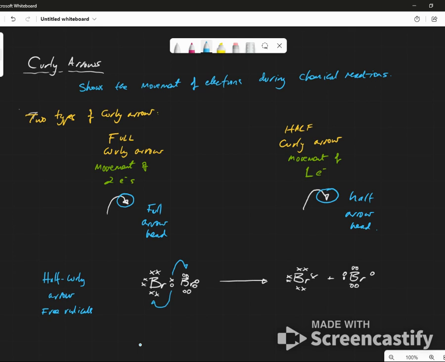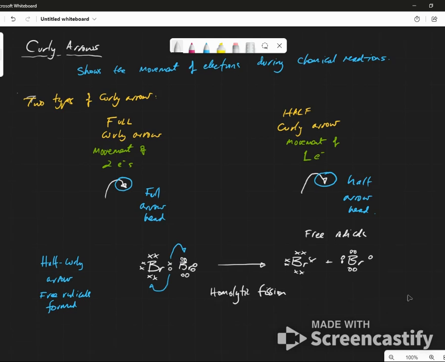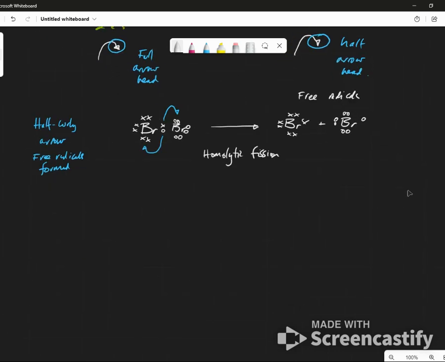All right, free radicals are formed. And the type of fission for half curly arrows is homolytic fission. Okay, and we get over here, we get free radicals. Okay, there we go. So that's how the half curly arrow works. Let's have a look at the full curly arrow.